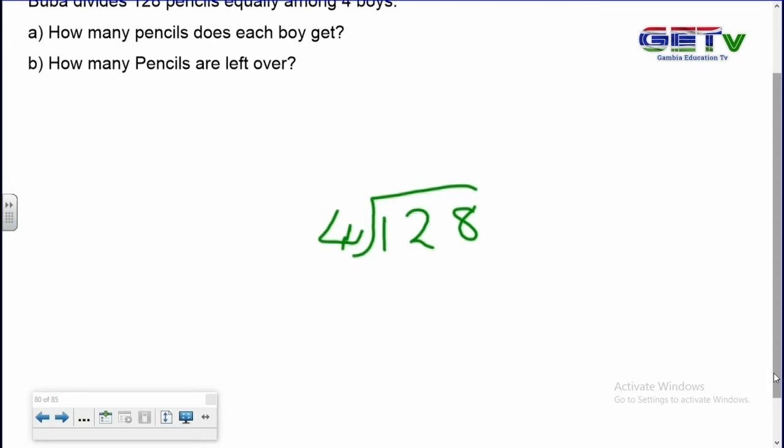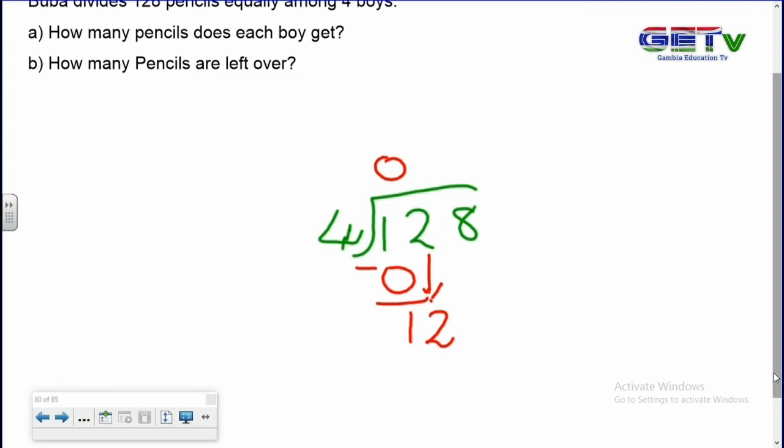One divided by 4. 1 divided by 4 is 0, because 1 is less than 4. 0 times 4 is 0. 1 minus 0, we have 1. Let's bring our 2 down. Now we have 12 here.